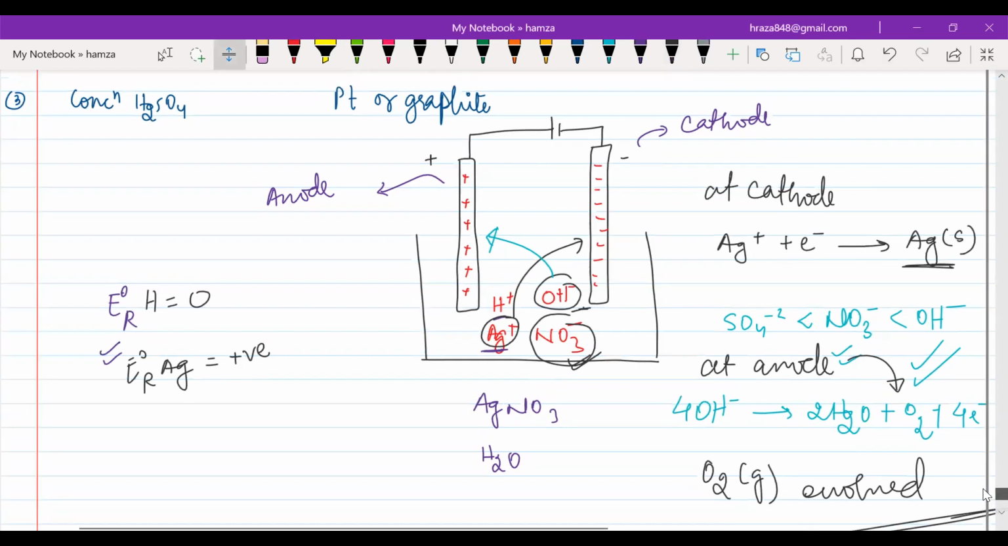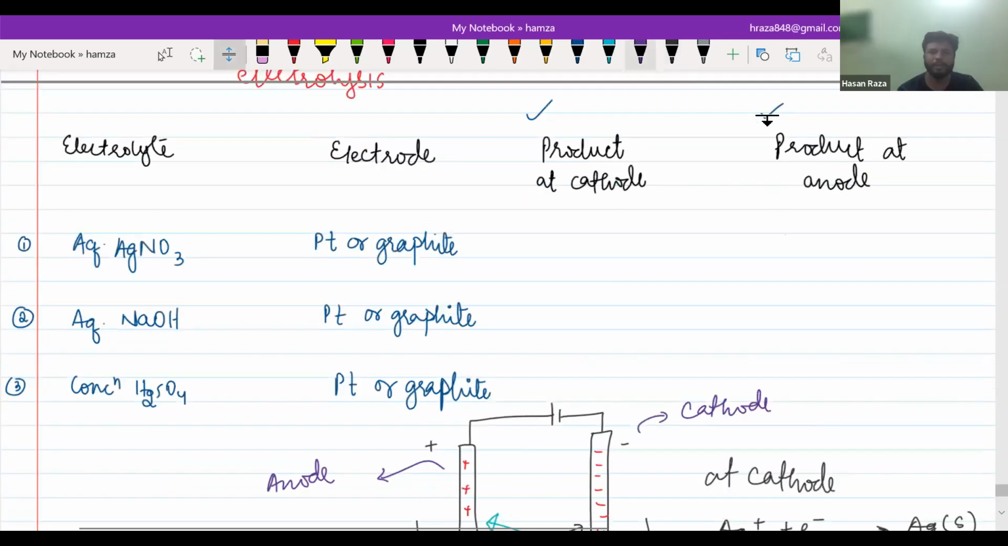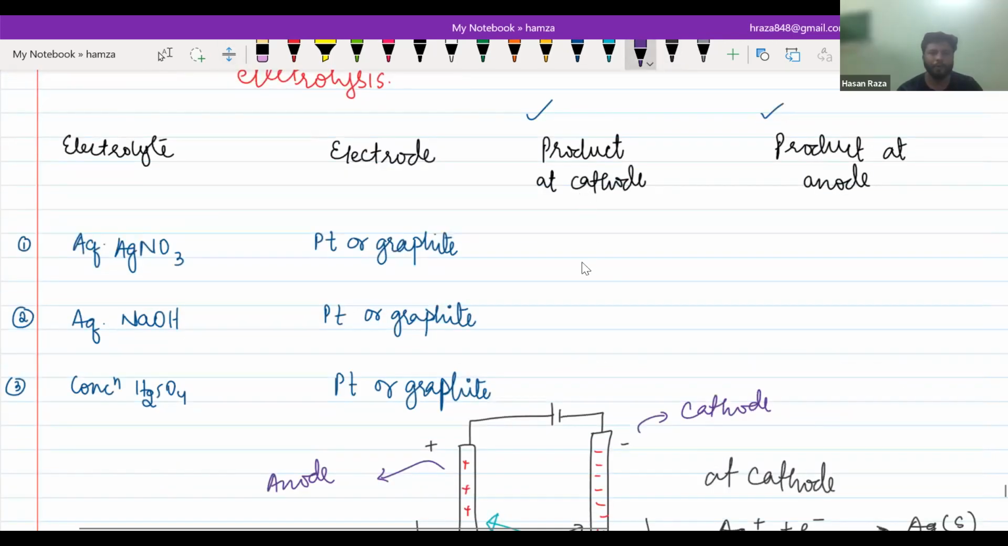Now, if you have a question like this, you are going to write: product at cathode will be Ag, and product at anode will be O2. H2O will be in the solution.